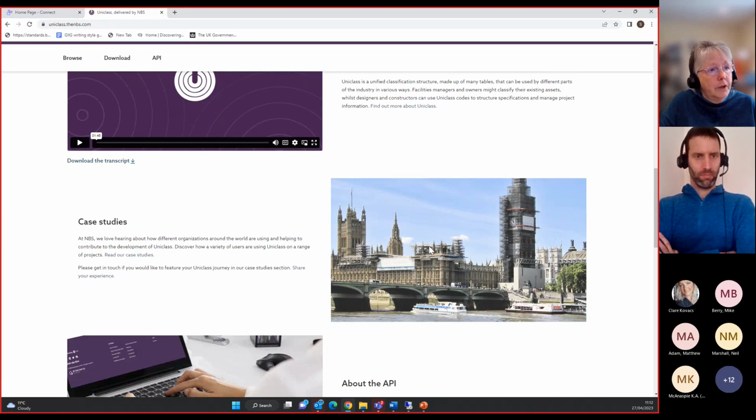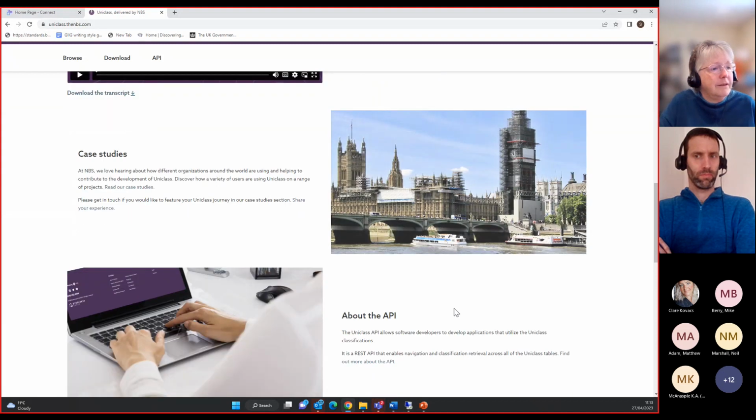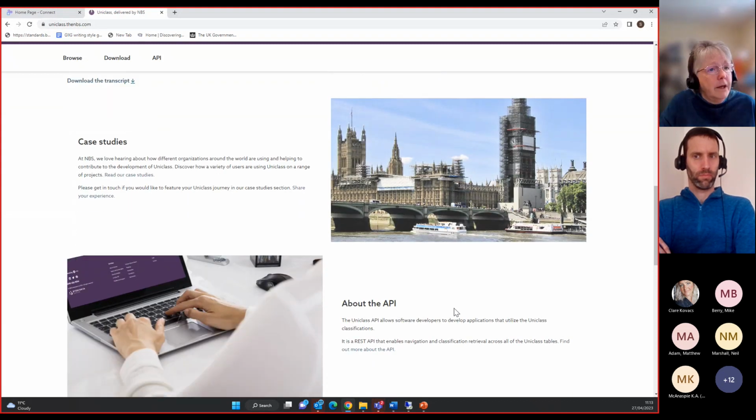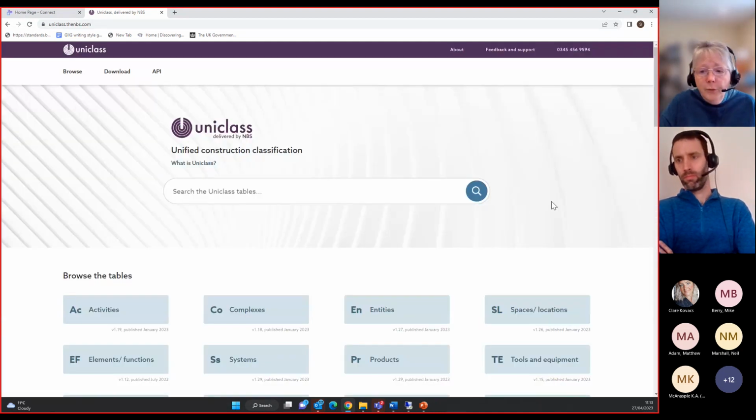We've done a lot of work with the team working on the refurbishment of the Houses of Parliament, which has resulted in a lot of fascinating things being added to the codes. There is an API. Work is going on that, but you can certainly request the API, and that is something that you can then incorporate into your processes, your software processes. So that is an overview.